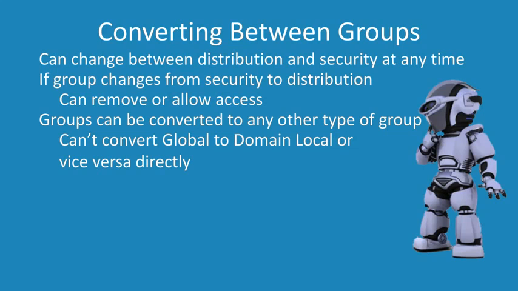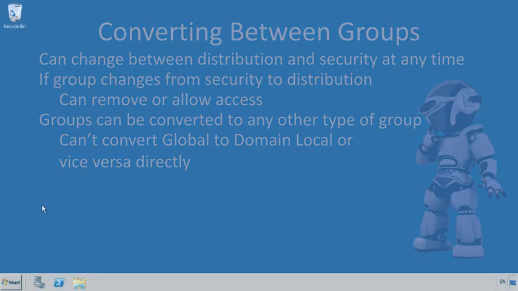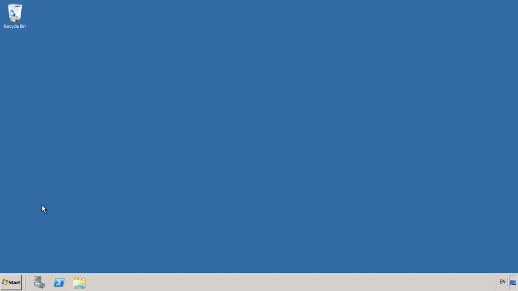If it does not, an error will be displayed asking you to correct the problem before the group can be changed. For example, if you changed a universal group to a global group, and the universal group contains another universal group, this operation will fail. Since global groups do not support universal groups as members, the change will fail and you will get an error message. I will now change to my domain controller to look at how to create and use groups in Active Directory.